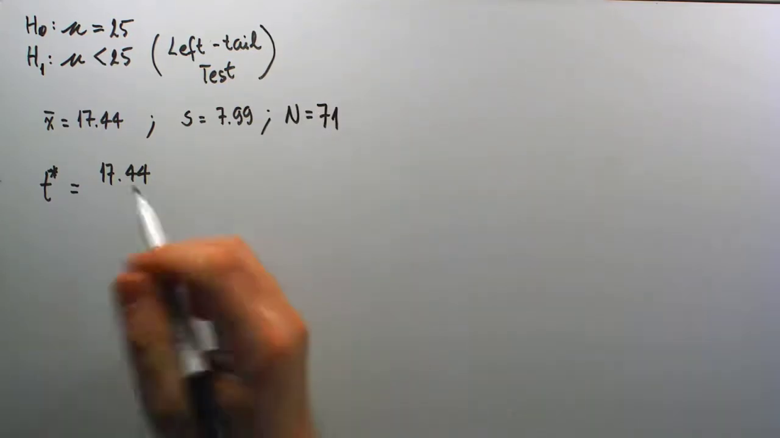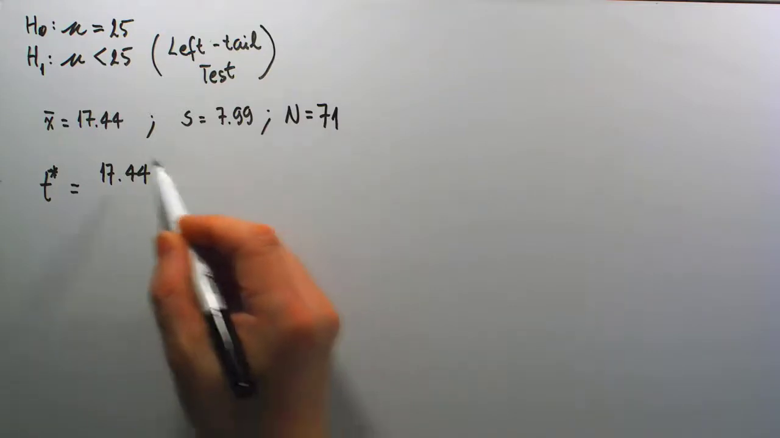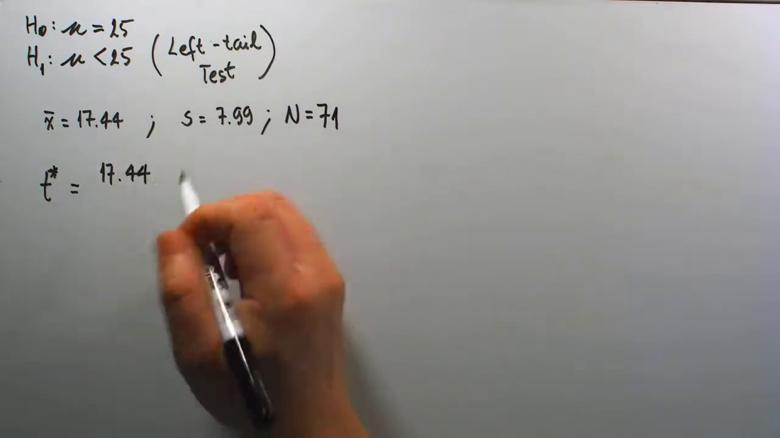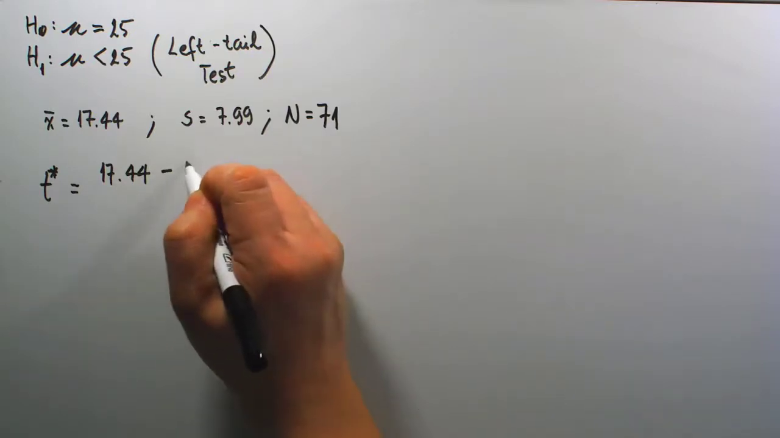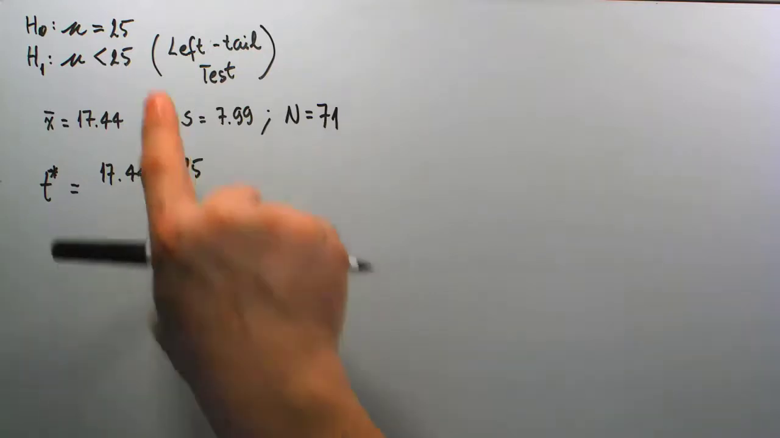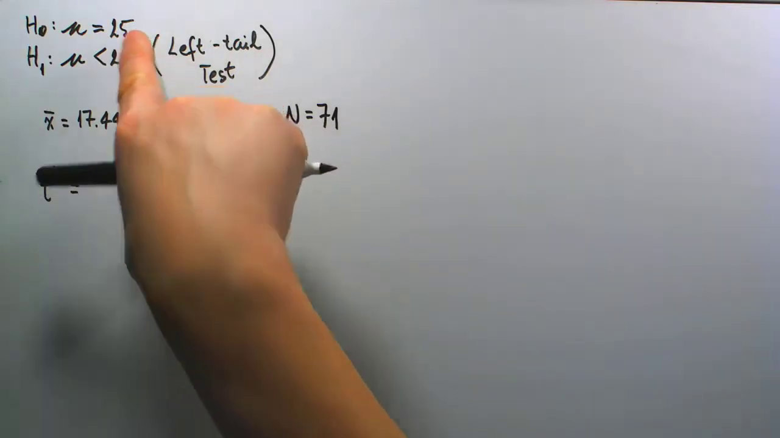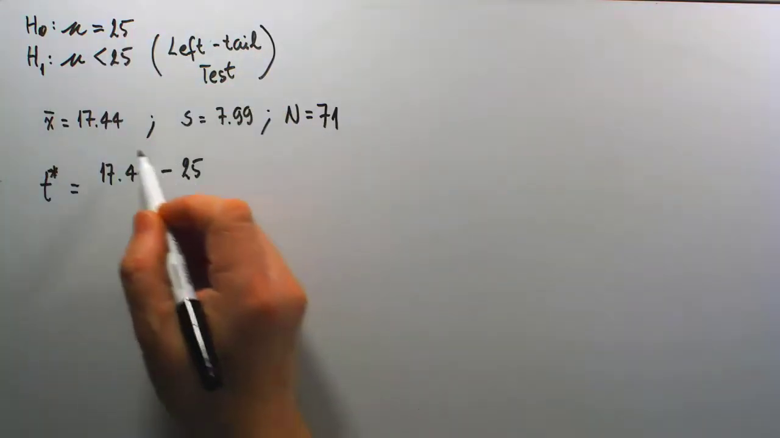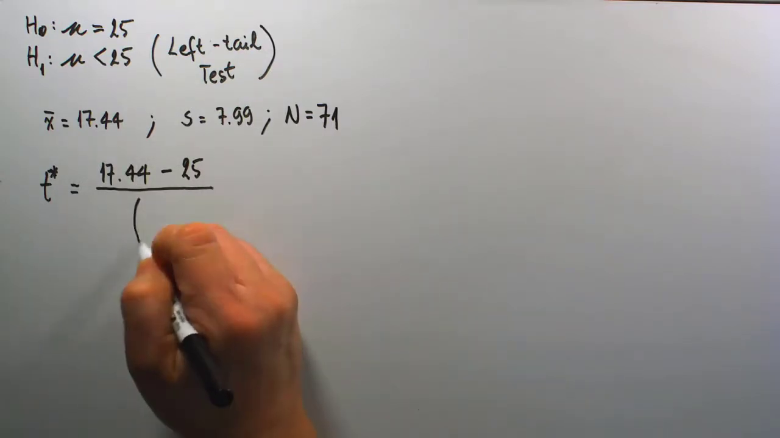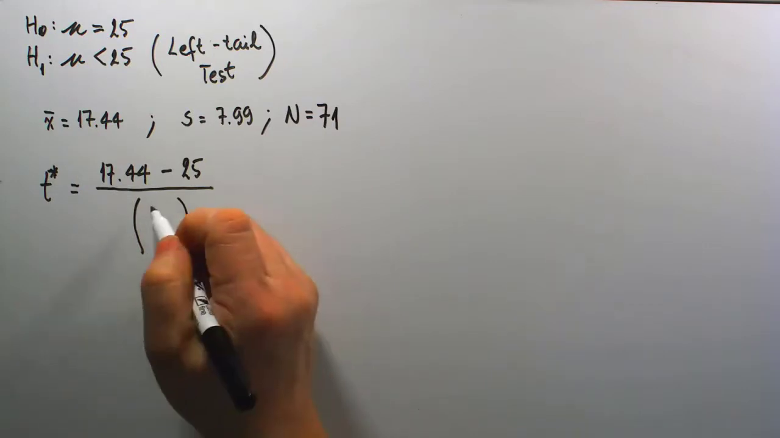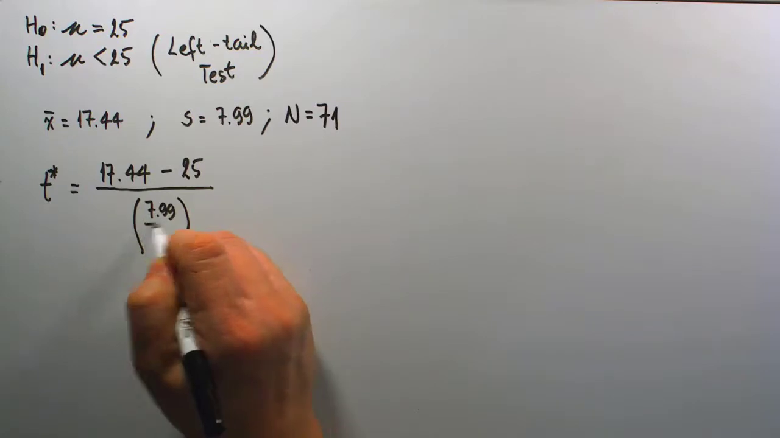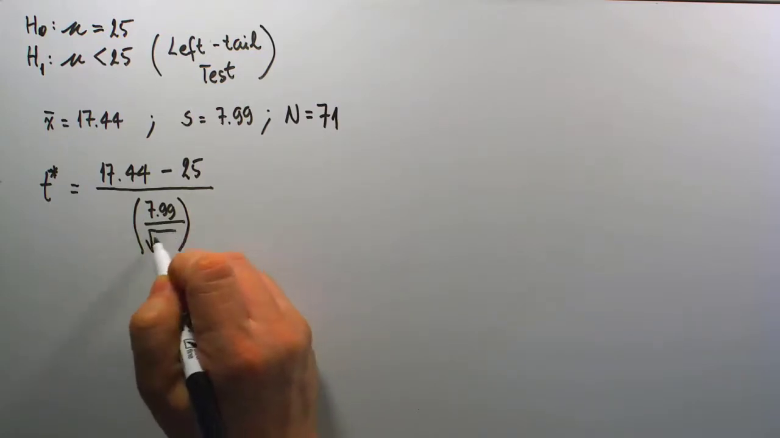And so back to the work for finding t star. From where our particular sample mean value that we have, I'm going to subtract 25. So note where 25 came from. 25 is the value that's claimed in the null hypothesis. And this difference here will be divided by an expression that's 7.99 divided by square root of 71.